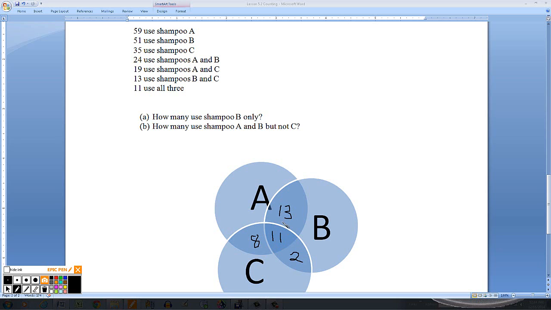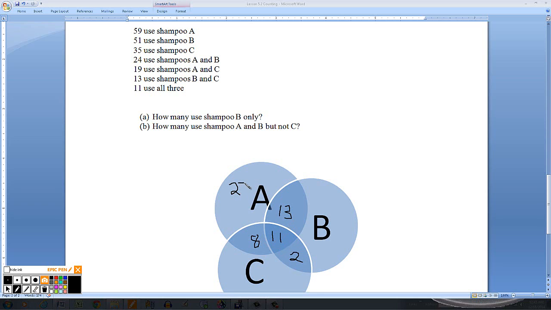Now since I have all these regions filled out, I can go to the other ones. So now I can go to the top. It doesn't matter which one I do now. If I say 59 use shampoo A, that means the total of these 4 regions making up circle A, these 3 here, should be 59. So you add up the 8, the 11, and the 13, and subtract from 59, and that should be 27 right here. So that total should add up to 59.